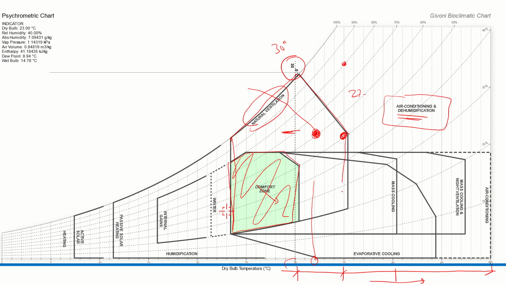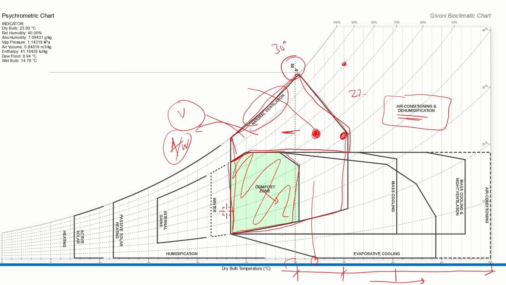This is a zone in the psychometric chart for Vijayawada, where if we just improve ventilation, only this part, if we just improve ventilation, ventilation is air exchange, right? We don't have to define what is ventilation. So if we just improve natural ventilation, we will be comfortable.